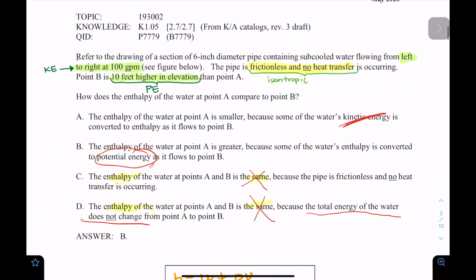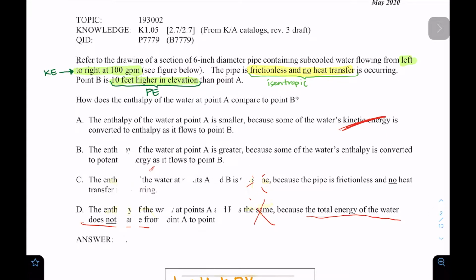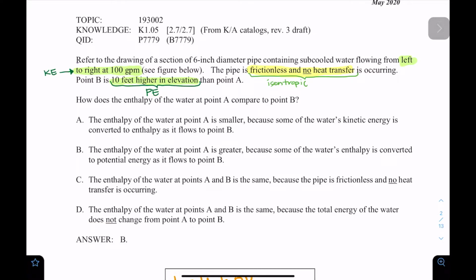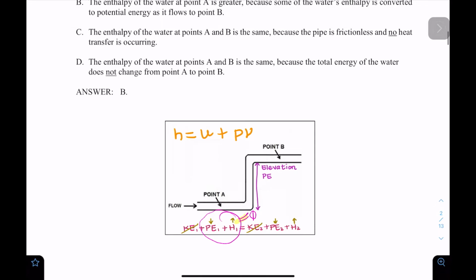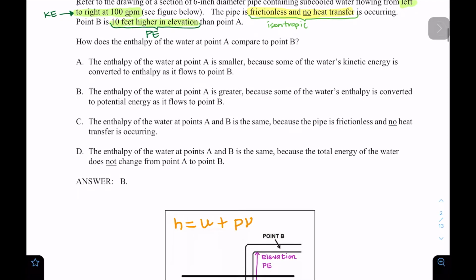So now, let's take a look at this one. Okay, for this one, question P7779, refer to the drawing of a 6-inch diameter pipe containing subcooled water flowing from left to right at 100 gallons per minute. So I only know that I have water flowing from here through here. And that's kind of like an important thing. The speed or the gallons per minute, that doesn't matter. It can be anything. So the pipe is frictionless and no heat transfer, meaning that it is isentropic.